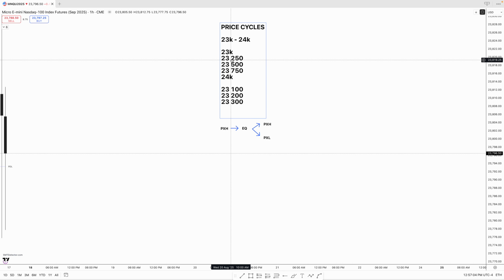And then within each of these cycles, so these are the main cycles you're going to want to use from 23,000 to 24,000, you can divide the cycle in half. If you divide 23K and 24K in half, you're going to have 23,500. 23K, divide that in half from 23,500, you're going to have 250. You can take that one step further.